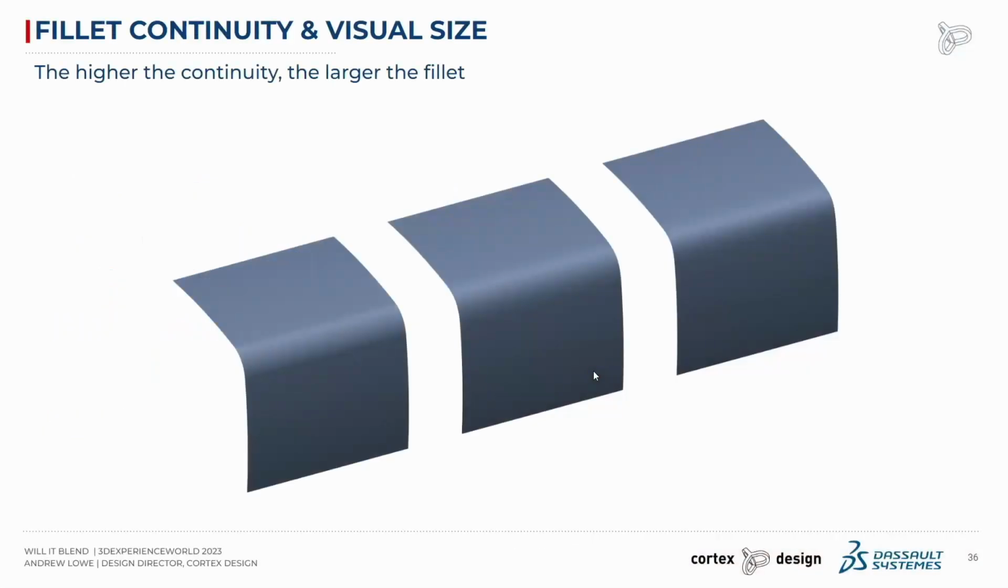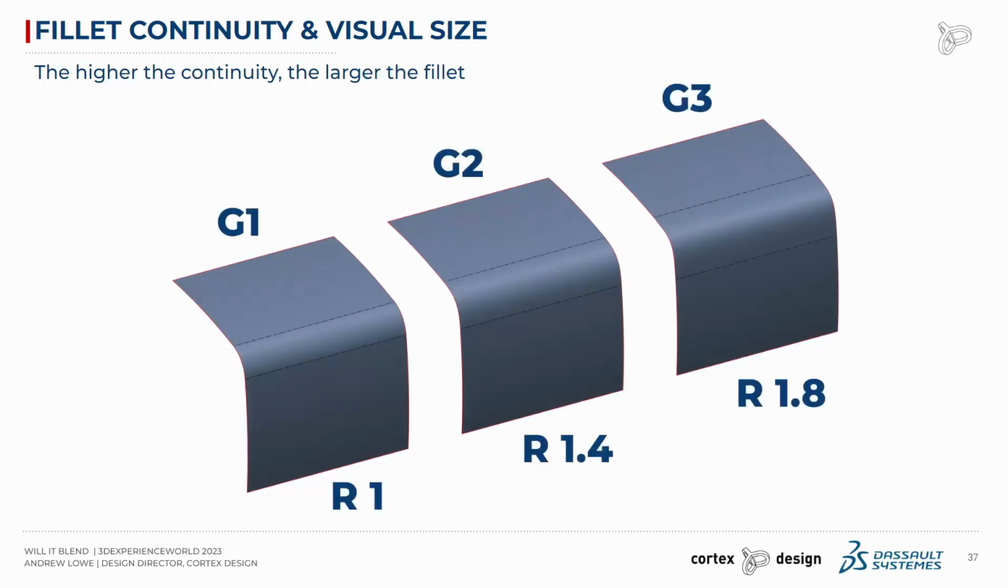And so the higher the continuity, the larger our fillet needs to be. The rule of thumb I've found here is about a 40% difference in going up a level of continuity. So I'm just referring to this as R1, units are arbitrary, but if we had, let's just say inches, a 1-inch fillet in a G1 condition, if I was using the curvature continuous fillet in SOLIDWORKS, I would need that to be about 1.4 inches to visually look the same.